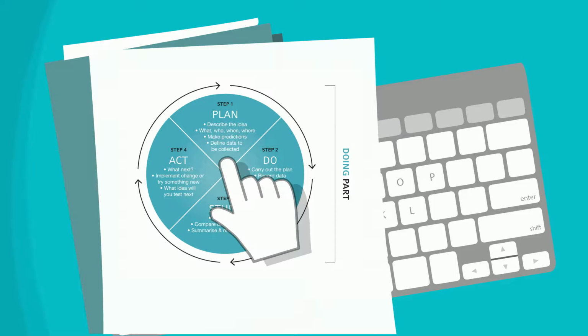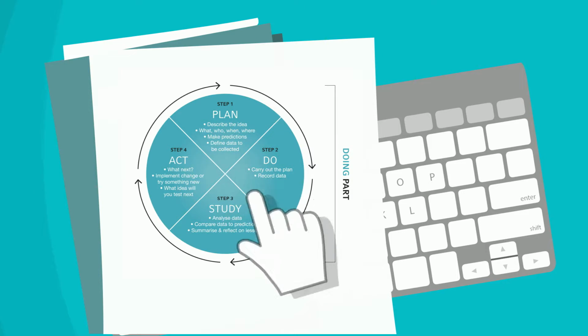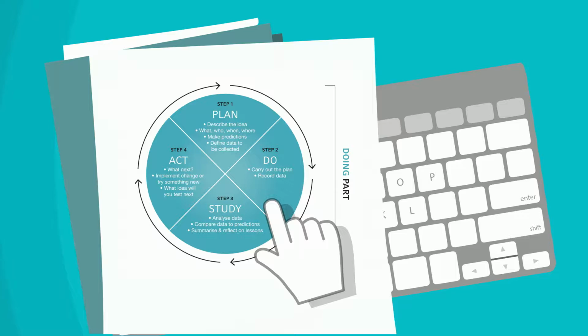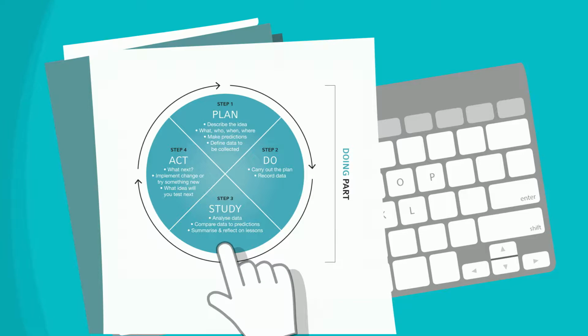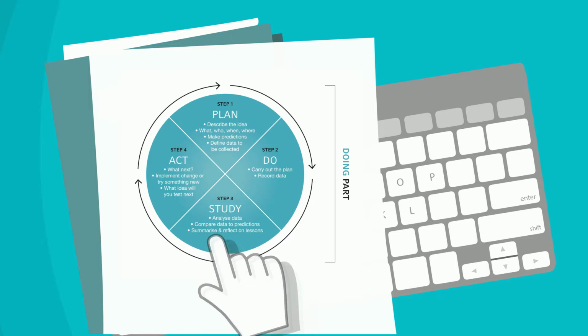Plan. Document the idea, when it will happen, where it will happen, and who will do it. Decide on the data you need to see if the plan is working, and include any predictions as to what may happen. Do. Carry out the plan and document what happened, including anything unexpected. Study. Analyze the data and compare the results with what you predicted would happen. Use the data to reflect on whether you achieved what you wanted to. Act.